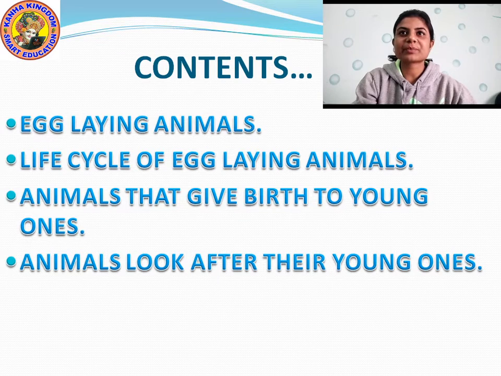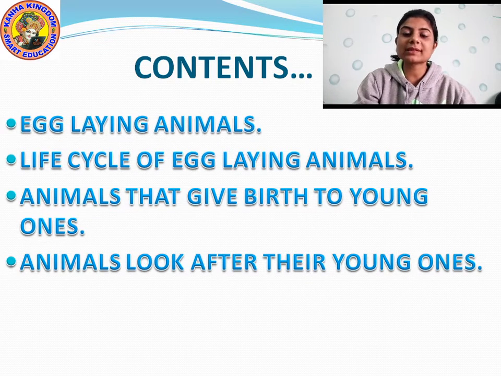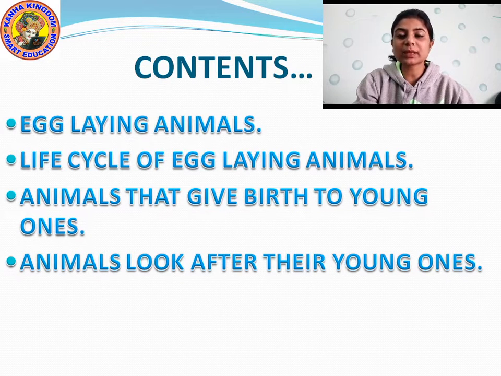So students, in this chapter, first we will study about the process of reproduction. Animals and their young ones means how animals give birth to their babies. Young ones means the small babies, the babies of the animals. And how are these animals born? How are these animals reproduced? We will study about the process of reproduction. What do you mean by reproduction?